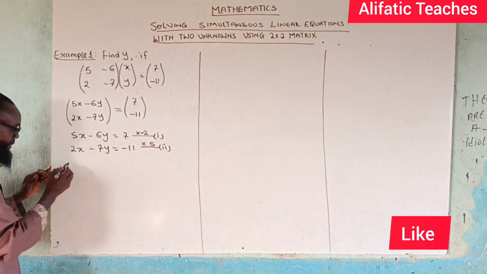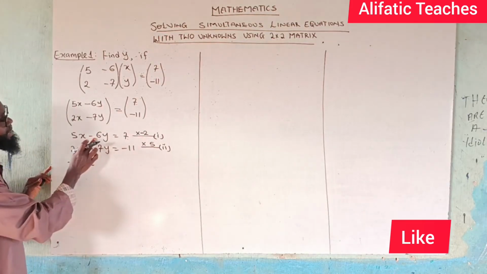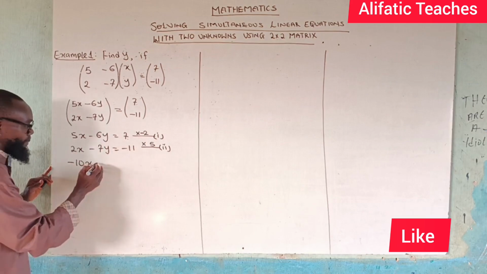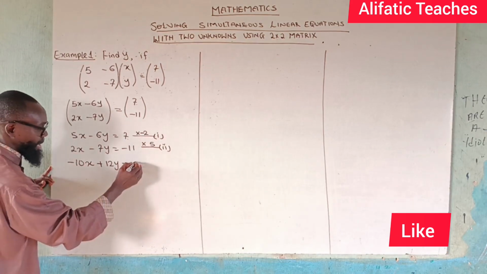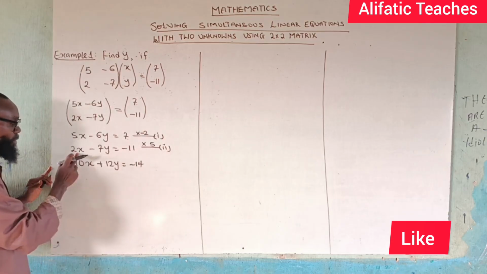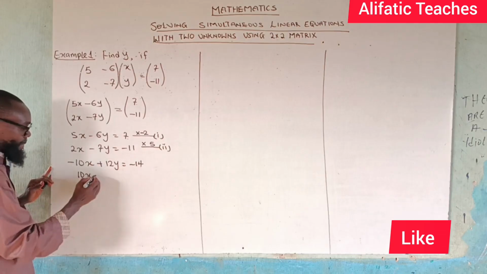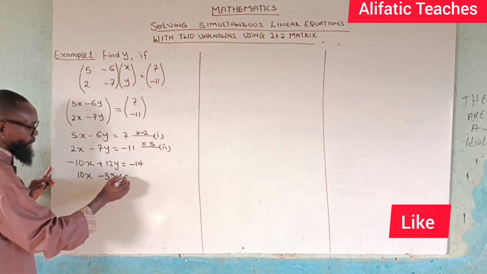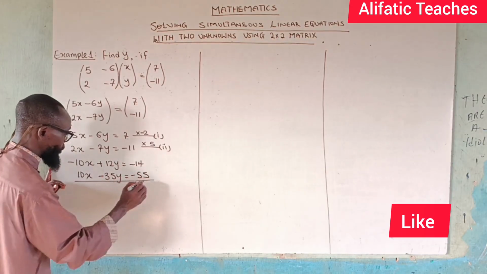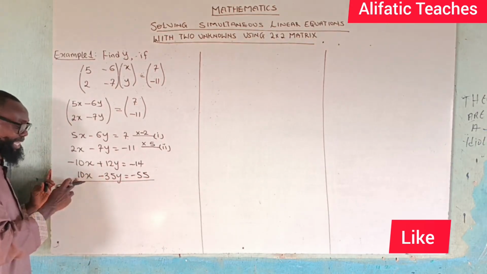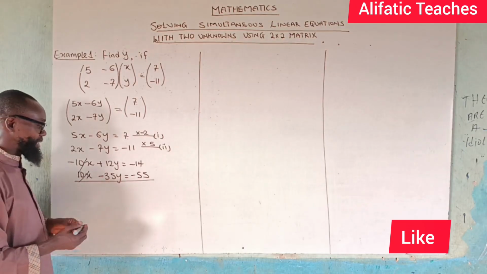Minus 2 times 5x, minus 10x. Minus 2 times minus 6y, I have plus 12y equals to minus 2 times 7, minus 14. Then 5 times 2x, 10x. 5 times minus 7, minus 35y equals to 5 times minus 11, minus 55. Next thing is to add up. Minus 10 plus 10 will give us 0. This one has gone. Then plus 12 minus 35.